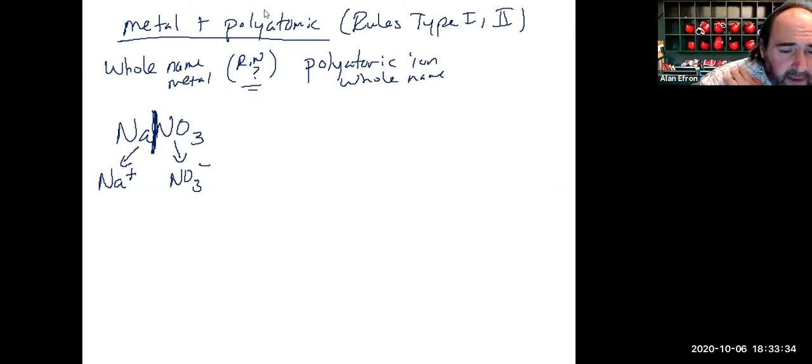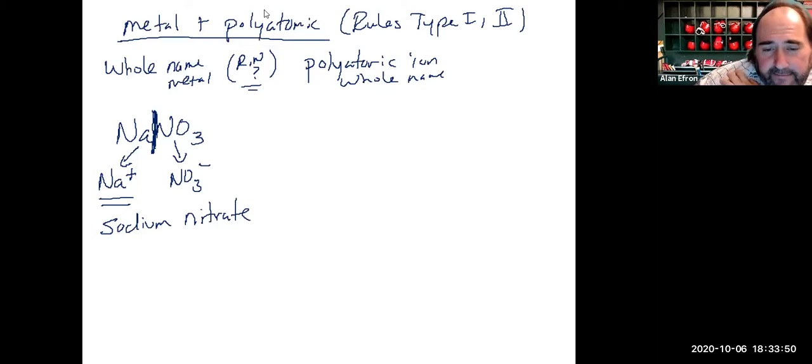But again, it is the metal that's important. Since it is group one, it has a fixed charge. So we would use the whole name of the metal, and we would use the whole name of our polyatomic ion, and this would be sodium nitrate.